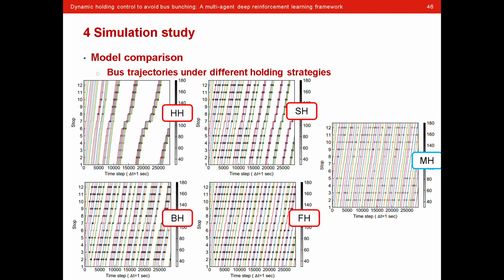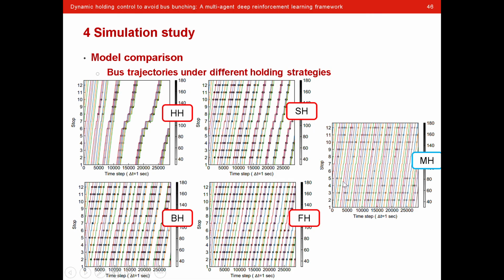And when we implement different holding strategies, we can see that the trajectories look different. With headway holding control or the schedule-based control, we can see that the headways among the buses are more equalized, and the backward headway control policy and the forward headway control policy also improve the bus bunching phenomenon. And let's see our method.